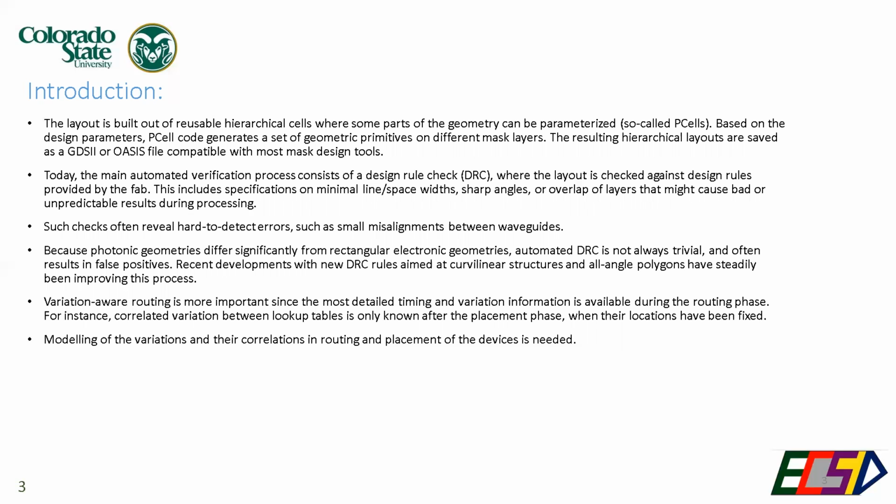There are recent developments in design rule checking for curvilinear structures and all-angle polygons, which have steadily been improving this process. Variation-aware routing is more important since more detailed timing and variation information is available during the routing phase. For instance, correlated variation between lookup tables is only known after the placement phase, when the location has been fixed. Modeling of the variations and their correlations in routing and placement of the device is always needed.